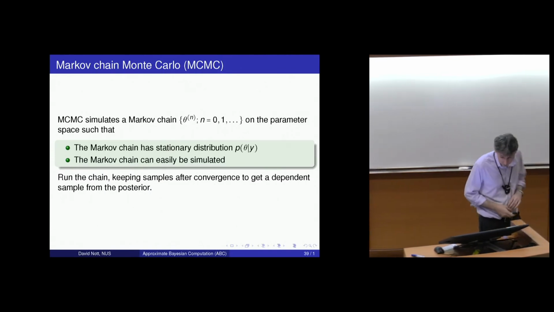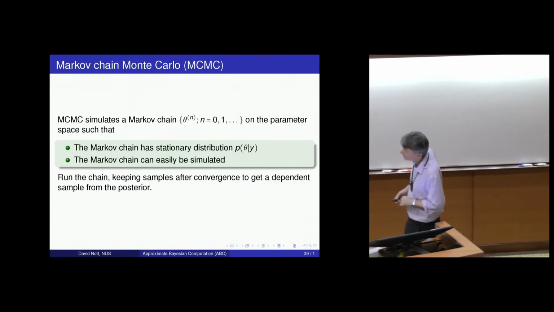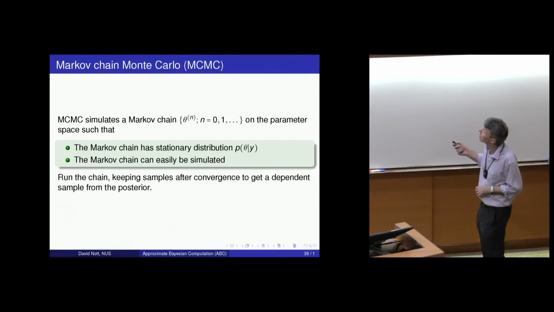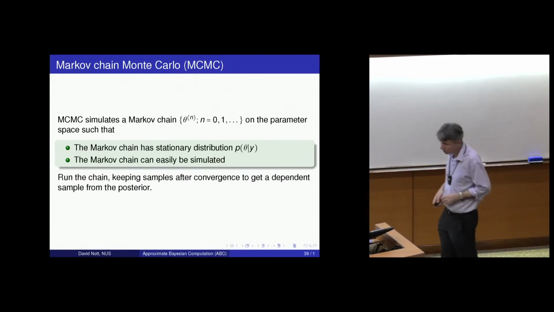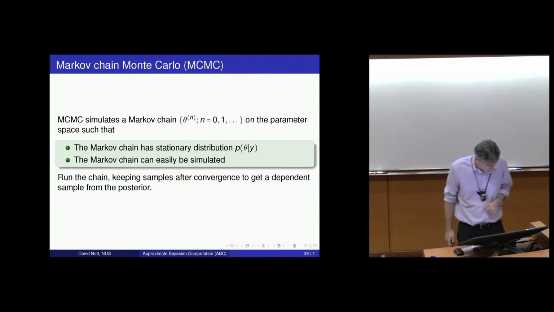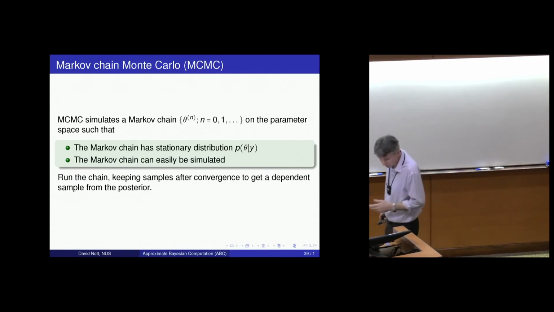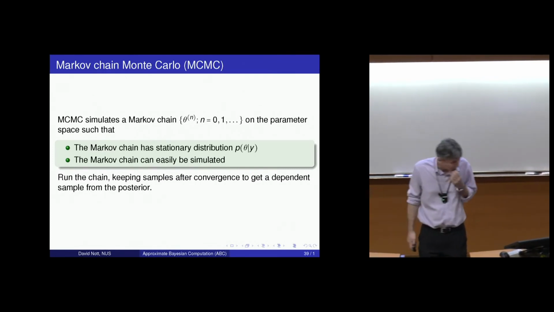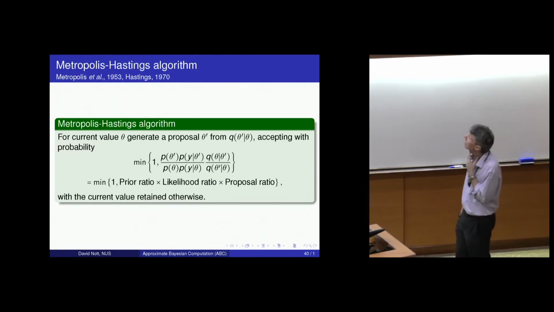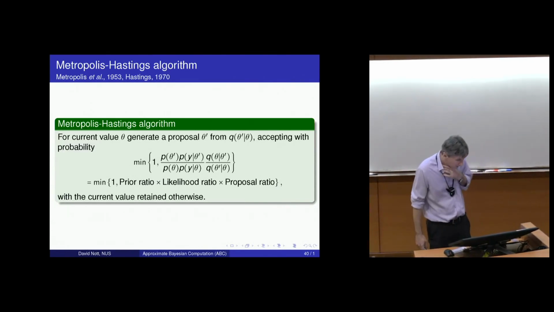As well as importance sampling for ABC, you can do Markov chain Monte Carlo as well. So let me explain how that works. First of all, I think most people here know what MCMC is. You want to simulate a Markov chain on the parameter space, which has the stationary distribution being the posterior distribution of interest. And of course, you want to have a Markov chain where the simulation of the Markov chain is easy. So you run the chain, and then after convergence, you keep the samples, and then you've got a dependent sample from the posterior that you can use to generate summaries of the posterior. The common way of doing business with Markov chain Monte Carlo is to use the Metropolis-Hastings algorithm, although, of course, there are other alternatives increasingly being explored these days.